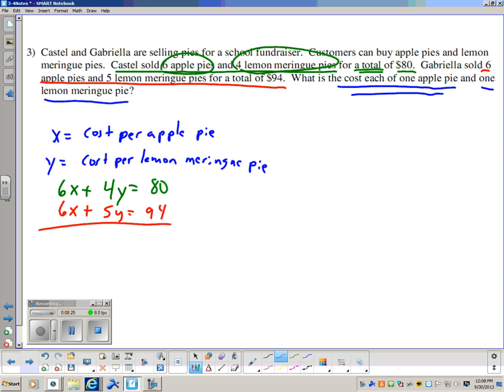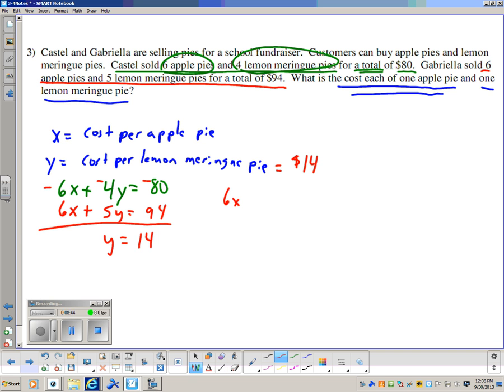So looking at this, if I multiply the first equation through by -1, then my x's there will naturally cancel out. X's are going away. I get y ends up equaling 14. So the cost per lemon meringue pie there is $14. And then let's find the cost of the apple pie there.